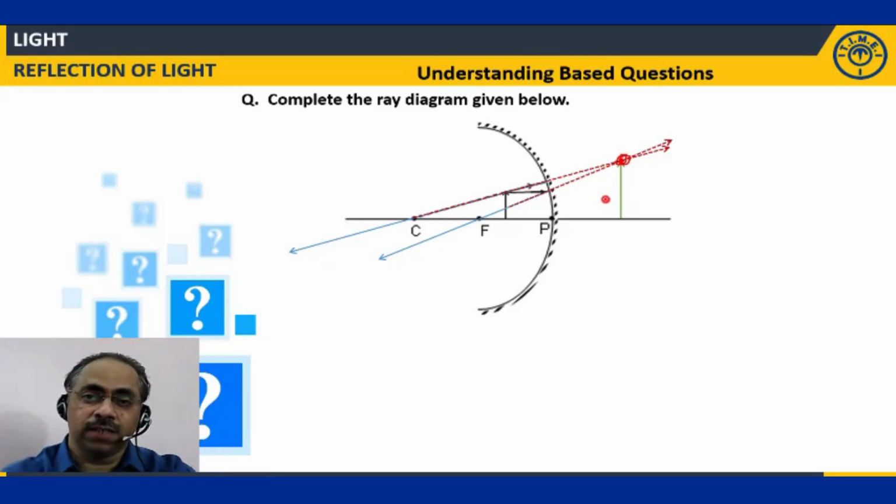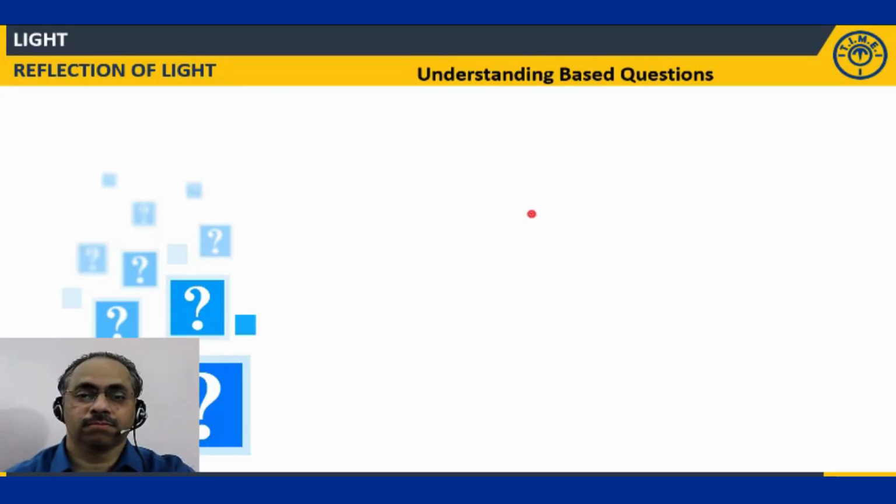And what is the nature of the image? Obviously it is virtual, erect and magnified because the object is placed between F and P. Clear? Let us move on to the next question.